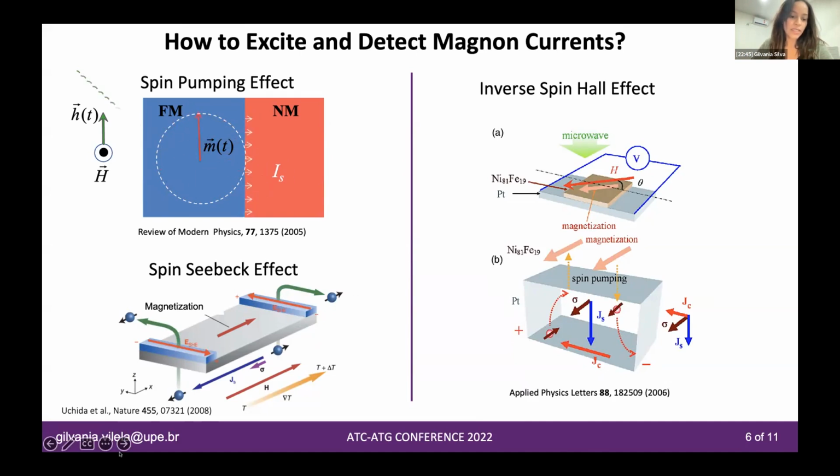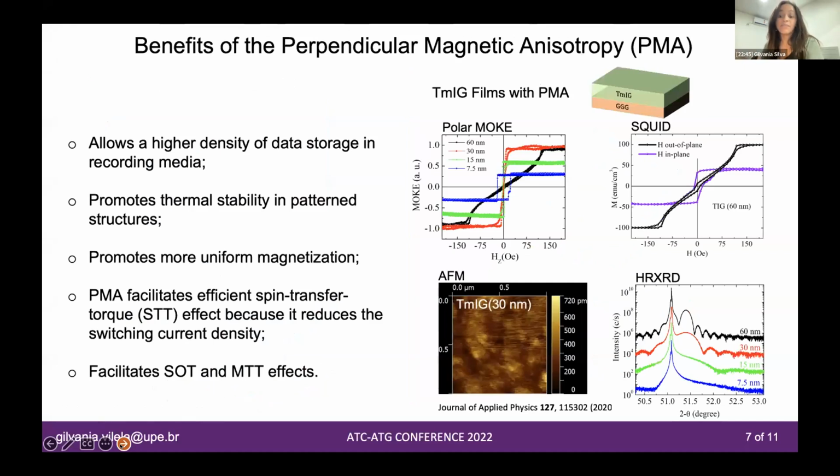The other thing that is important to state is why we want these Magnon valves with PMA, with perpendicular magnetic anisotropy. Perpendicular magnetic anisotropy allows a higher density of data storage in a media, promotes thermal stability in these patterned structures where we can store data, also uniform magnetization, and facilitates some spin effects such as the spin transfer torque effect, the spin-orbit torque effect, and the Magnon transfer torque effect.